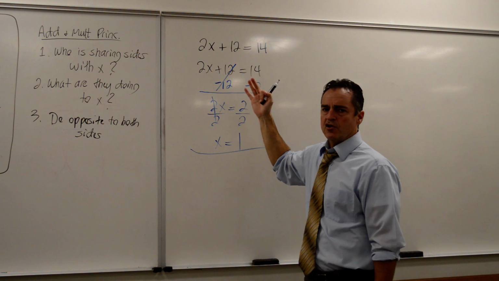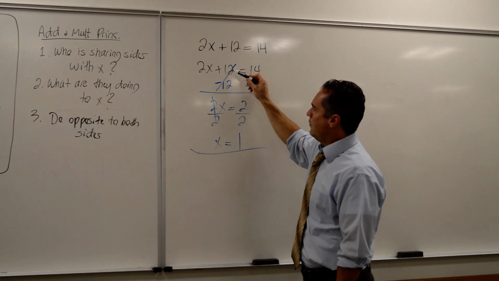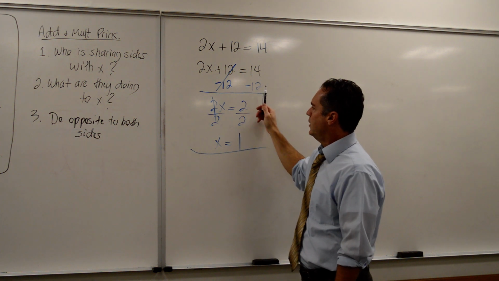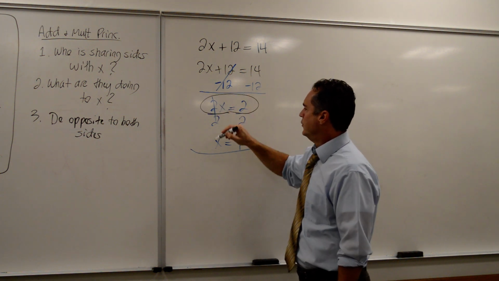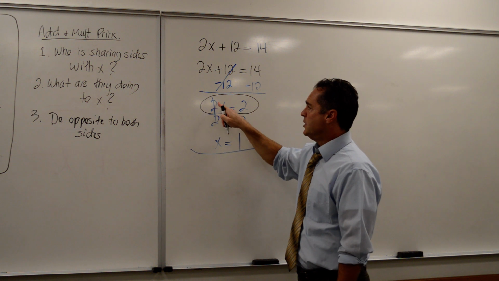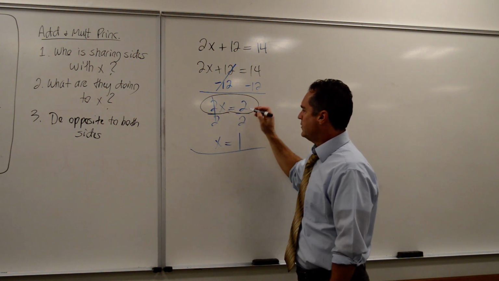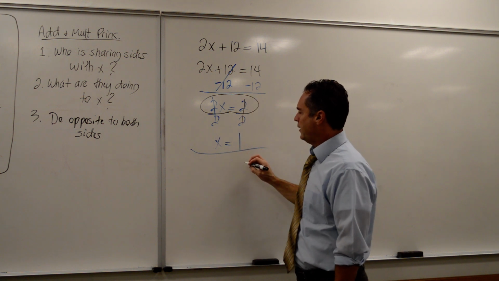We want to take care of the addition principle first. We took 12, we subtracted it. What we do to one side, we do to the other. We subtracted it from both sides, and we got 2x equals 2. And then 2 is sharing sides, but it's being multiplied, so we divided. What we do to one side, we did to the other. These canceled, and x equaled, and 2 over 2 makes 1, so we got x equals 1.